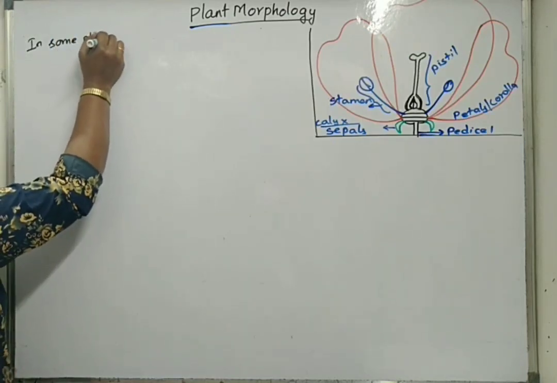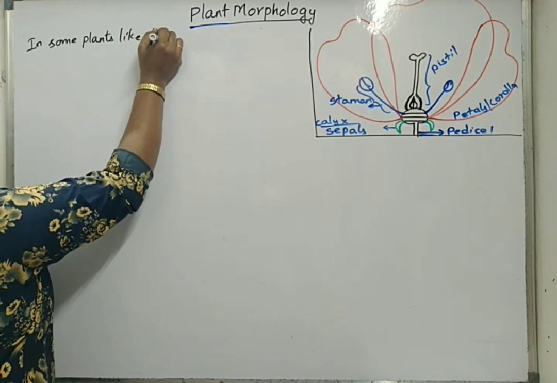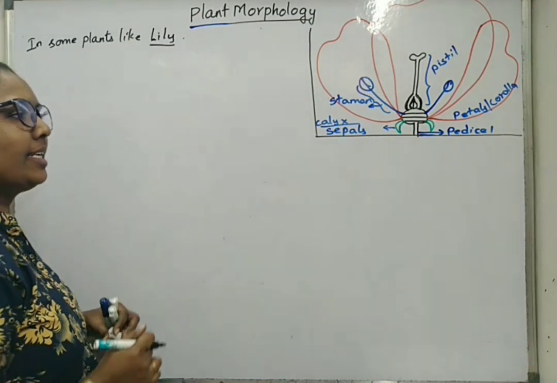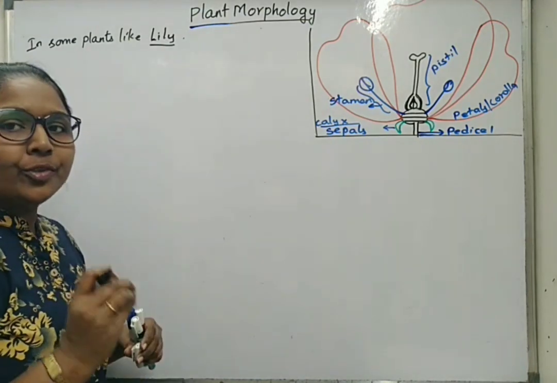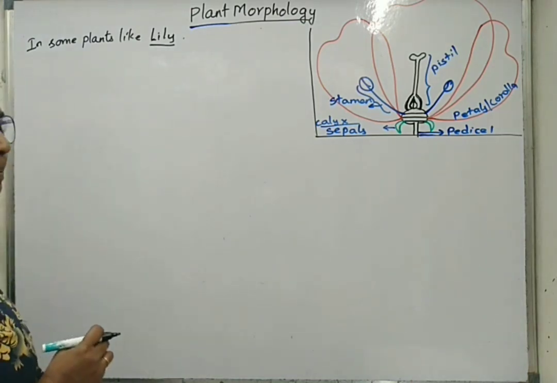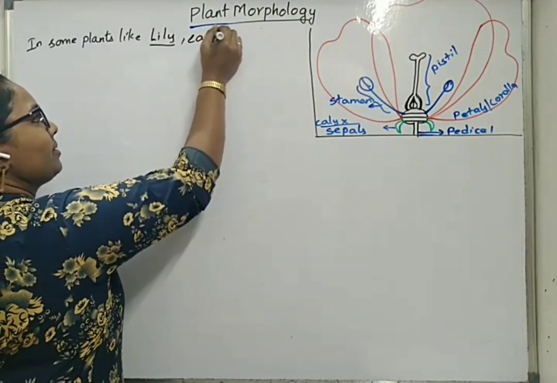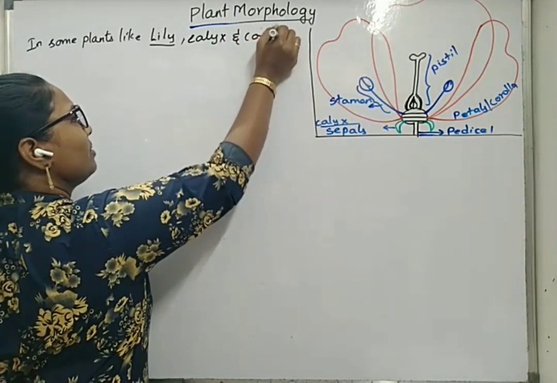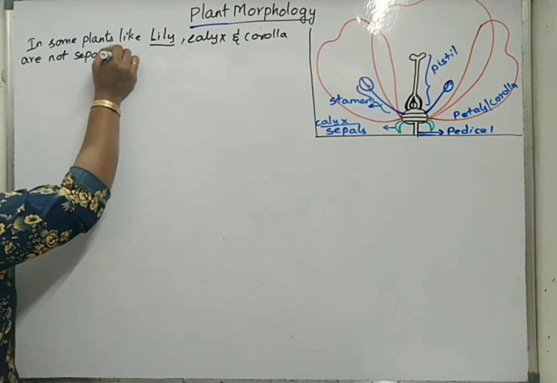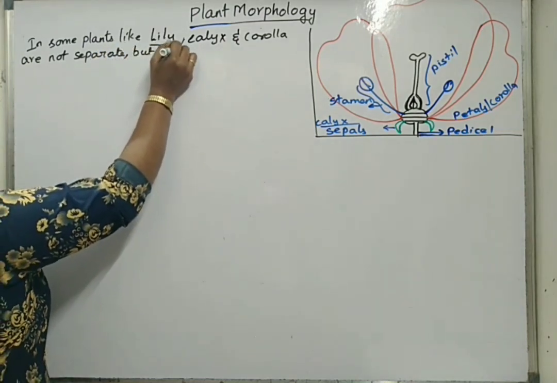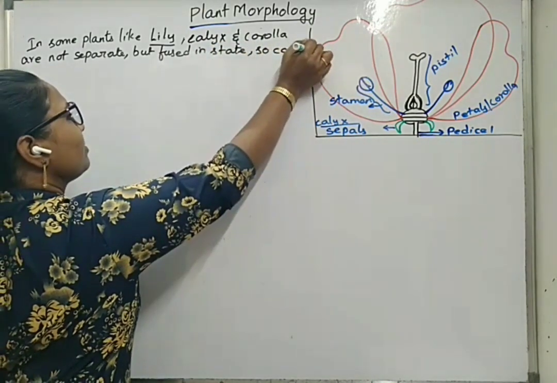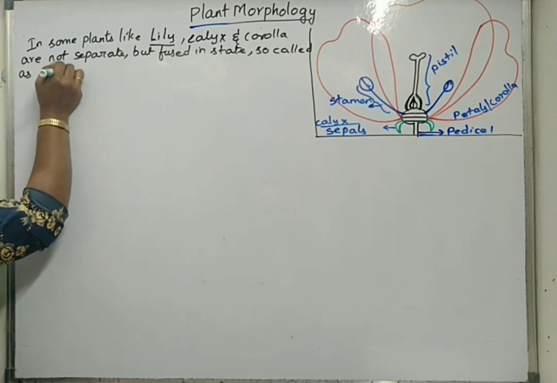In some plants like lily, the sepals and petals which are converted into calyx and corolla are not separate. They are fused. Such a structural arrangement of sepals and petals is called perianth. Calyx and corolla are not separate but fused, so it is called perianth.